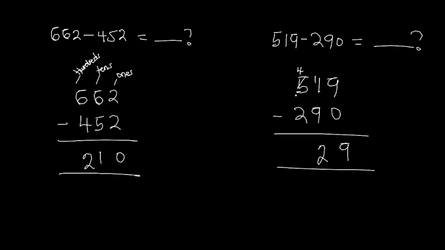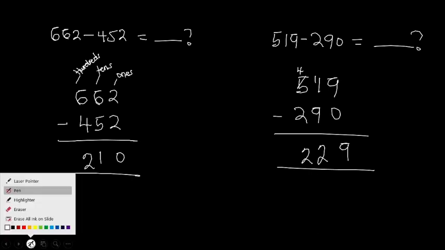Now if I come to the hundreds column, I am left with only 4 and 2. So 4 minus 2, that will give me another 2. So this becomes my answer for 519 minus 290. Alright, so let's have a look at more examples.